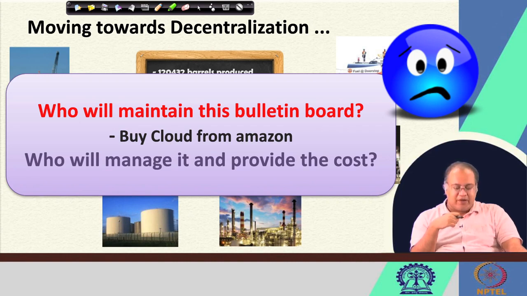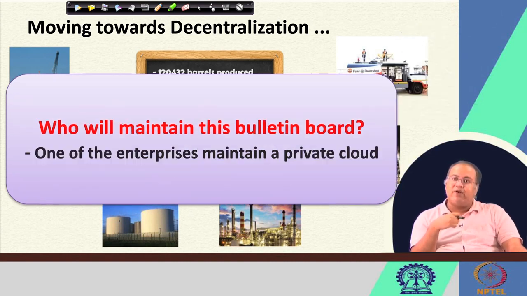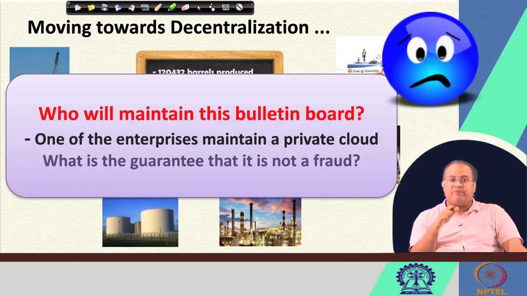Another possibility is that one of the enterprises in this entire supply chain is going to maintain this information source. Again, that is possibly the worst solution, because as I have mentioned, all these enterprises are competitors to each other. Because they are competitors, there is no guarantee that the person who is maintaining that information is not a fraud. So that kind of scenario can always happen.